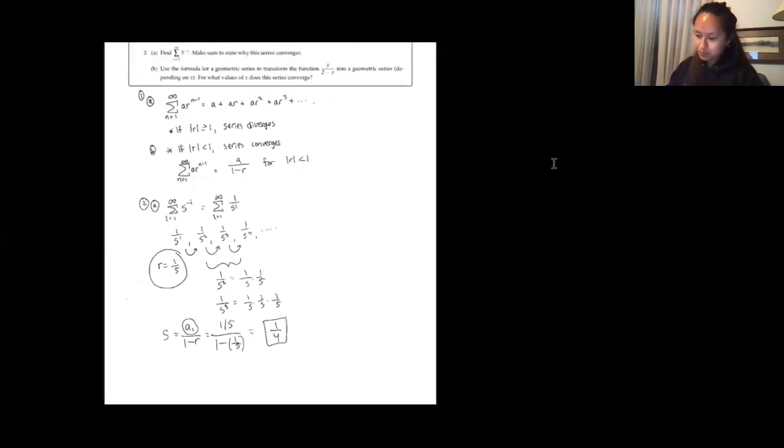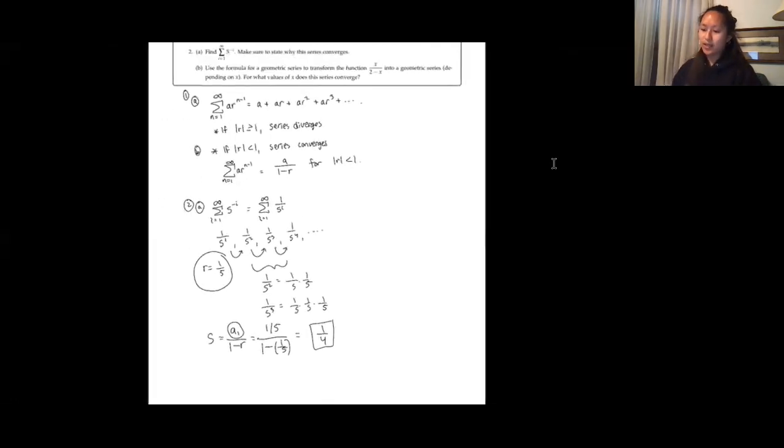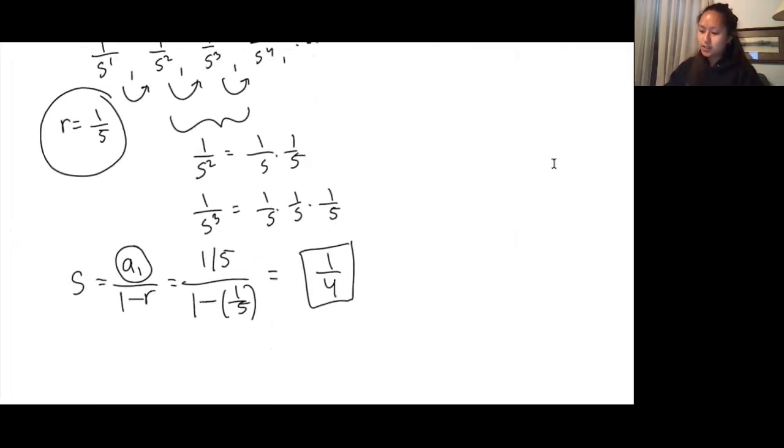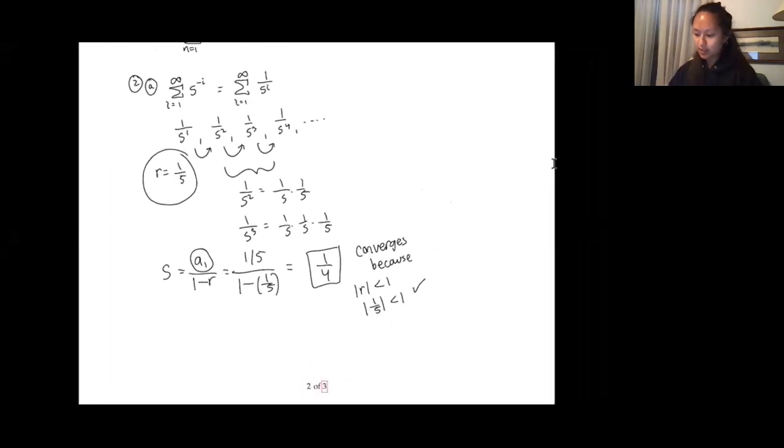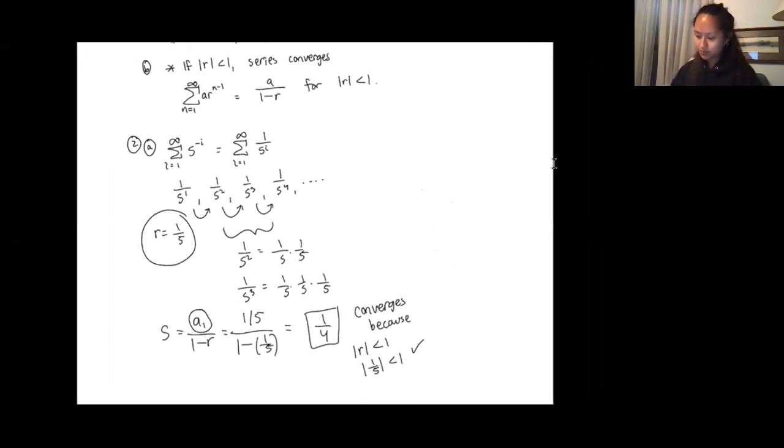And the question says, make sure to state why this series converges. The series converges because the absolute value of r is 1/5, which is less than 1, and that works. So that's why that series converges.